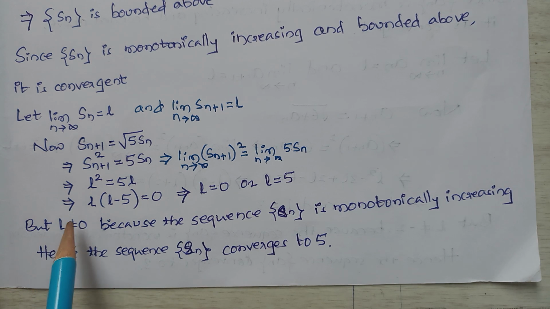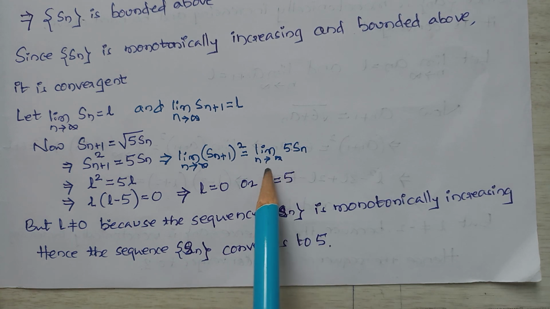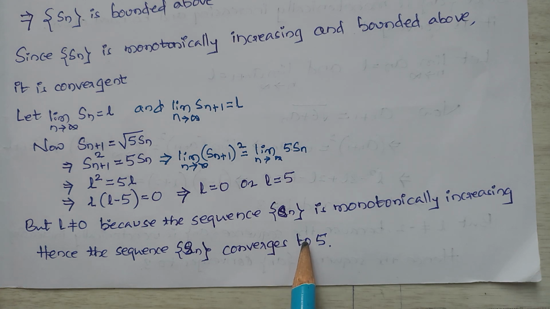So therefore we neglect the value, that is L is not equal to 0. Hence the sequence Sn converges to what? This L is equal to phi. Hence the sequence Sn converges to phi.